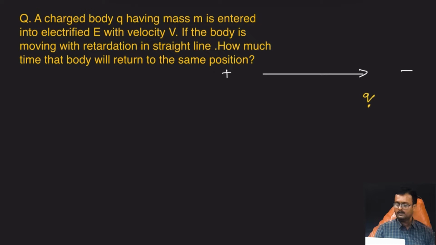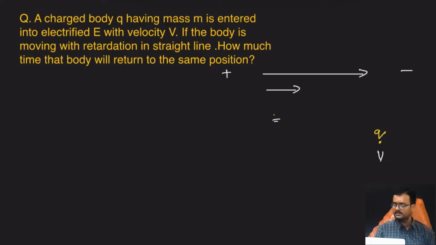So it is moving from the negative plate to the positive plate. Force on the charge is along this direction. So its velocity gradually decreases. So it is moving with retardation. Now the question is, how much time will that body take to return to the same position?